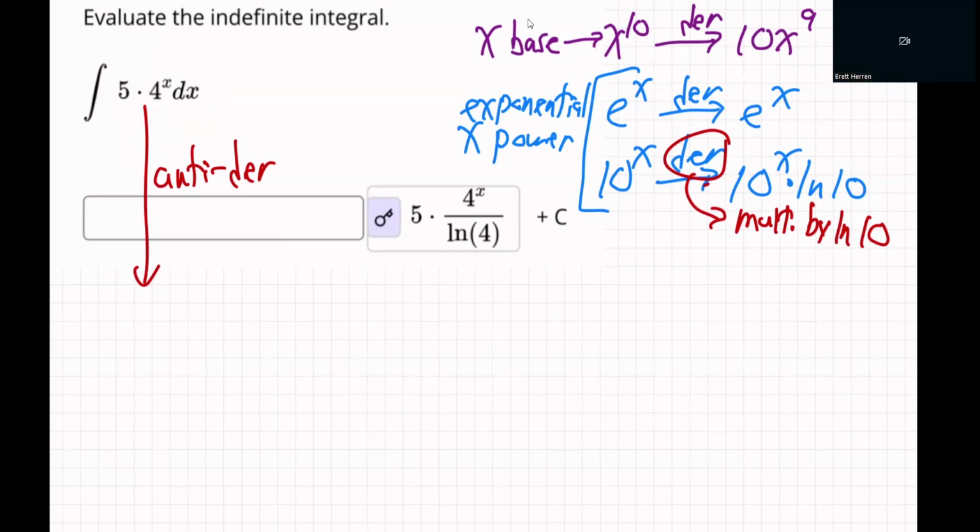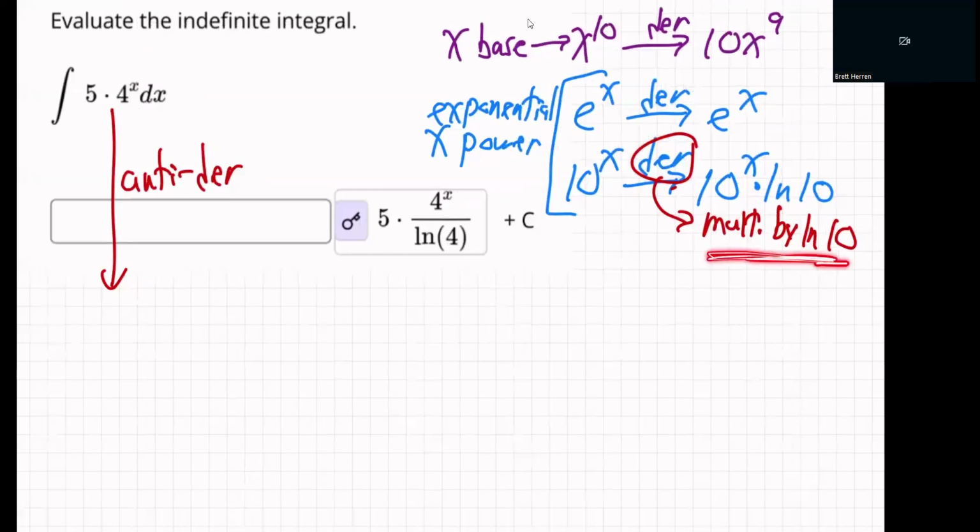e to the x is our favorite one. It does nothing, just e to the x, right? But 10 to the x, how about that? Well, that's going to do the same thing at first, it does nothing, like e to the x, but then you multiply by ln 10. So when you do the derivative, you've got to multiply by ln 10. In other words, the general rule is if you have a to the x and you do the derivative, it's a to the x times the natural log of a.